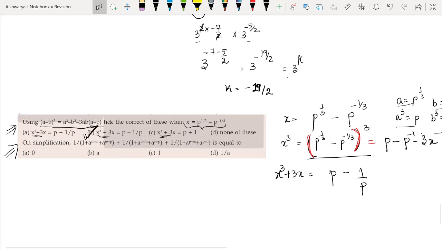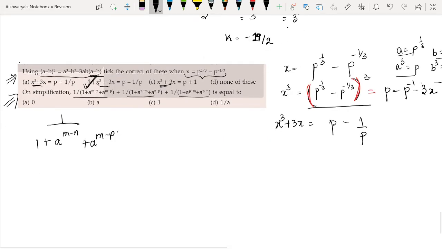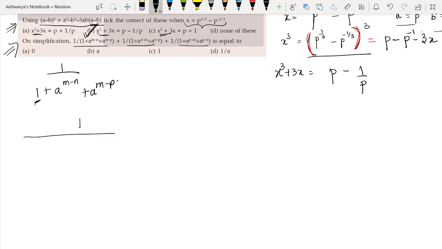Now coming to the next question, you have three terms. What is the sum of these three terms equal to? Let me write down only the first term. I'll solve only the first term, then I will come to the second and the third one. In the first term, this is what I have. Now to solve this, this one has to be converted into something similar to the second and the third term. How do I convert it? Here it is m minus n, m minus p. So what is missing? M minus m is missing. So make it as m minus n plus a power m minus p.